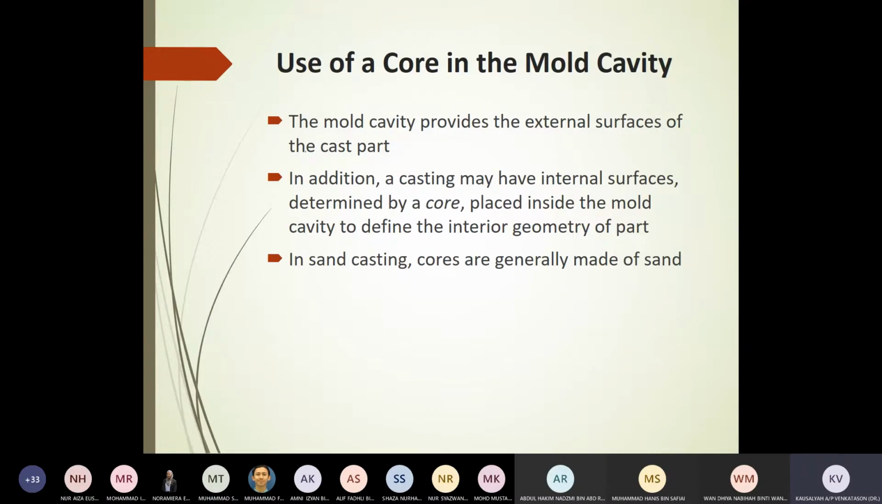So the use of a core in the mold cavity: the mold provides the external surface of the cast part. In addition, a casting may have internal surfaces determined by a core placed inside the mold to define the interior geometry. So in sand casting, cores are generally made out of sand.